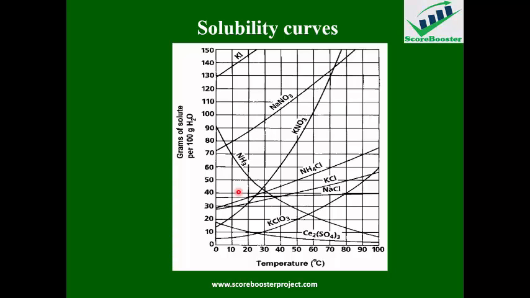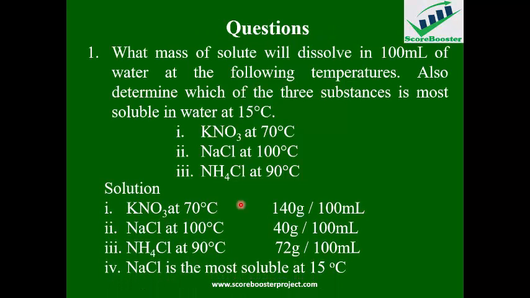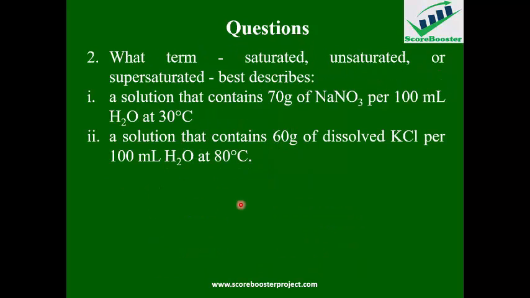I think the one that is more soluble is the one that is present in the largest amount in water at that particular temperature. I think that is sodium chloride, because it is around 40. If this is around 40, the others are less than 40. So let us check our answers and see. 140, 40, 72, and sodium chloride. Yes, that is our answer according to what we have gotten.